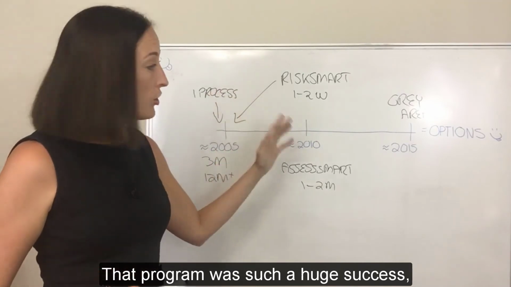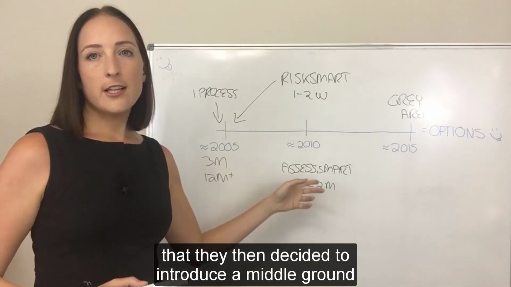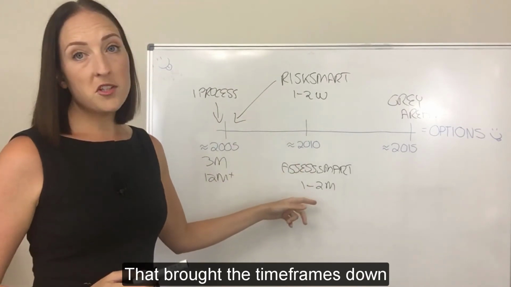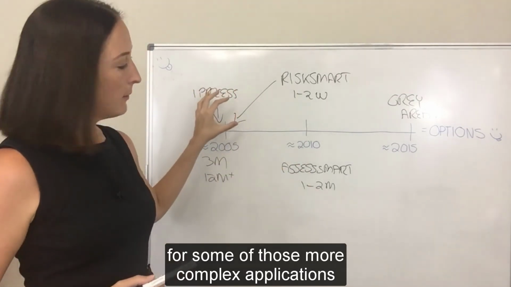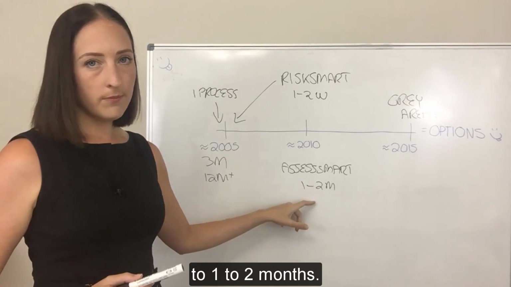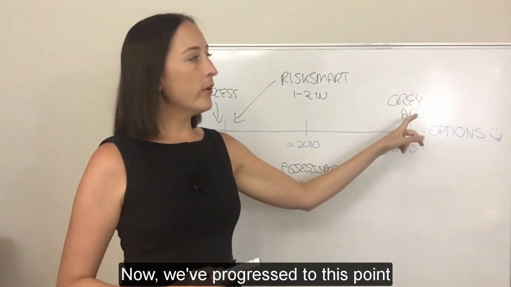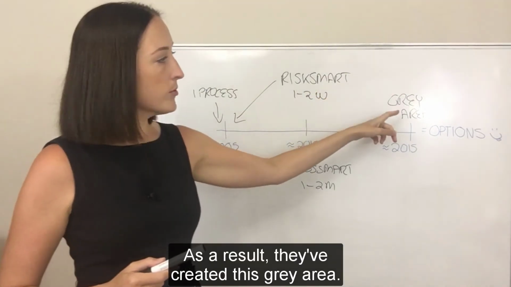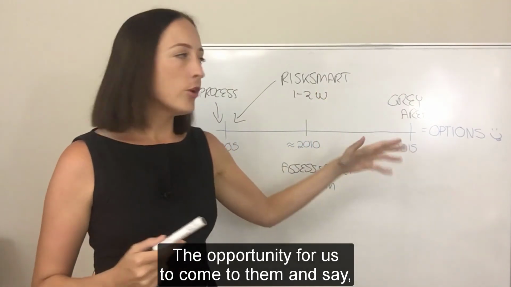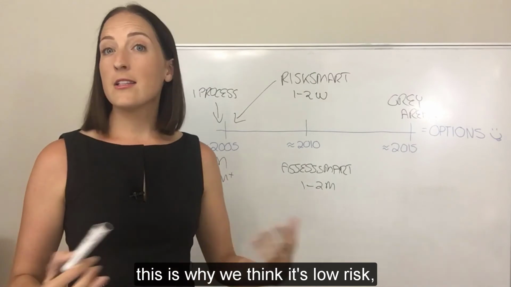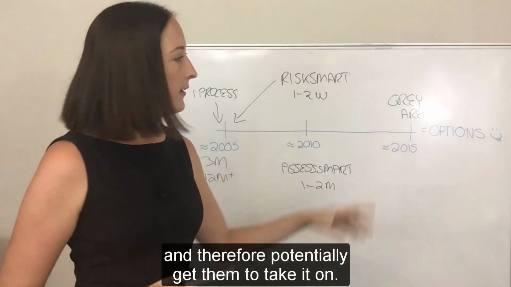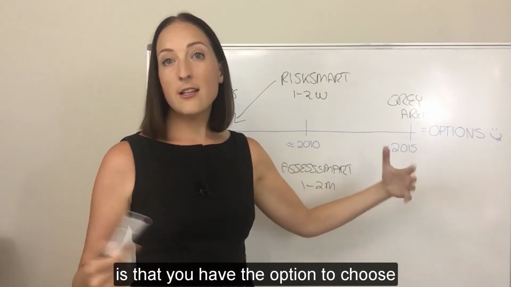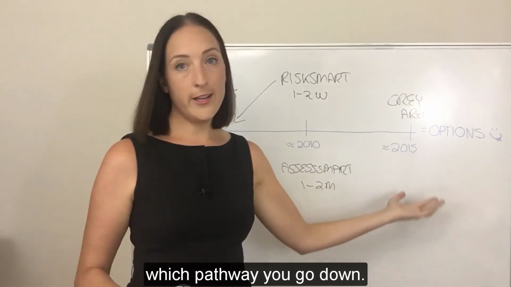That program was such a huge success that they then decided to introduce a middle ground sort of process to sit between the two extremes. That brought the timeframes down for some of those more complex applications to 1 to 2 months. Now we've progressed to this point where council's trying to build out what RiskSMART can actually accept. As a result, they've created this grey area, the opportunity for us to come to them and say, this is why we think it's low risk, and therefore potentially get them to take it on. And what it ultimately means is that you have the option to choose which pathway you go down.